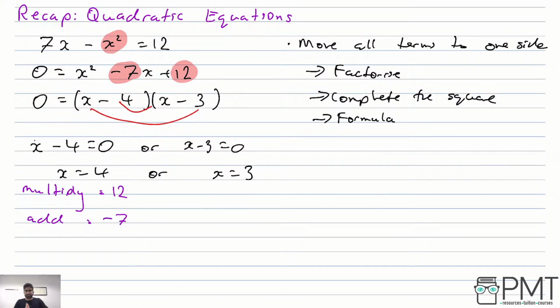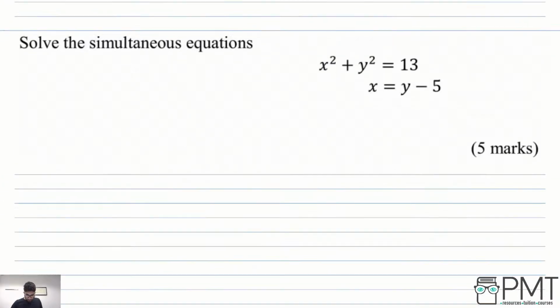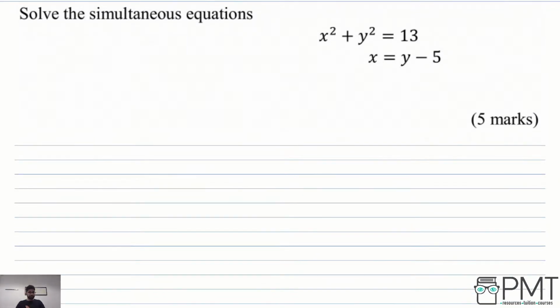Okay, let's look at a simultaneous involving a quadratic. So this was just solving a quadratic. Right, this is what we have. It's the same approach. The first step is still eliminating either x or y. What can I do here? Which one can I eliminate? Can I get rid of x or y more easily? And what method can I use?